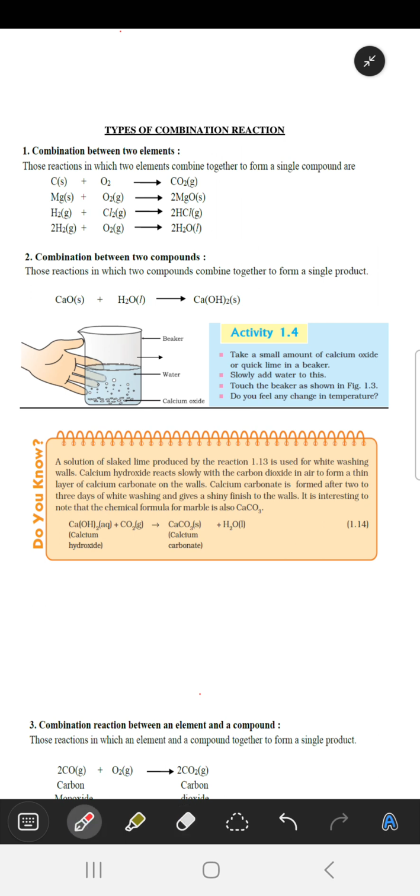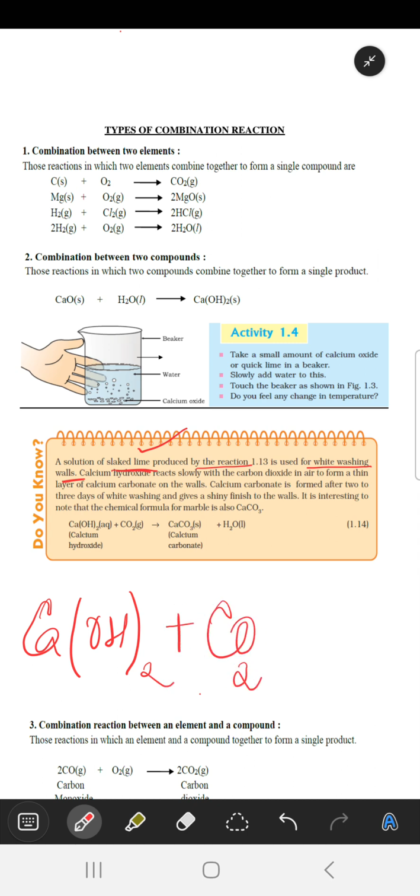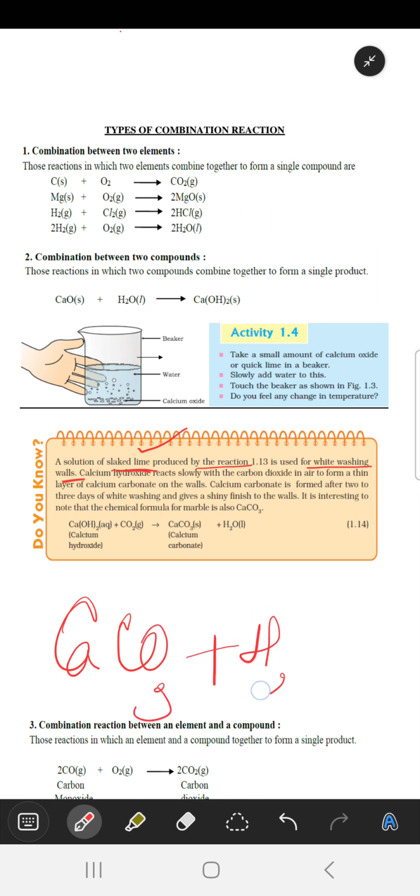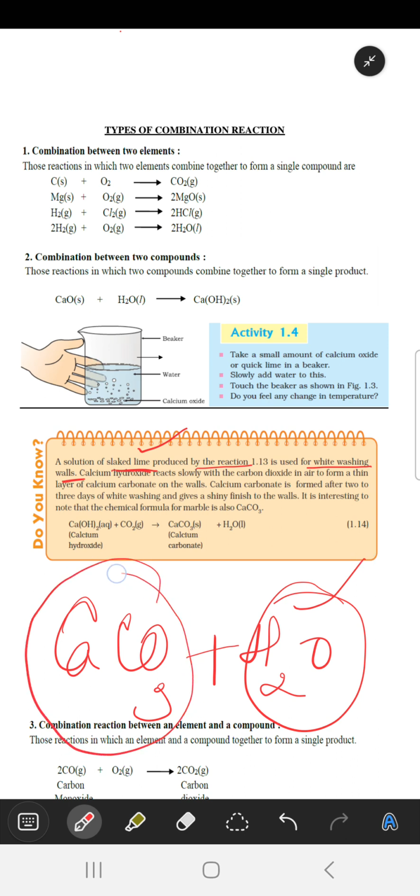Now, this solution of slaked lime is used for whitewashing the walls. The calcium hydroxide reacts with the carbon dioxide in the room, and what we get is calcium carbonate and water. The water evaporates after 2 or 3 days and what we get is calcium carbonate on the walls. So we get shiny white walls after 2 or 3 days.